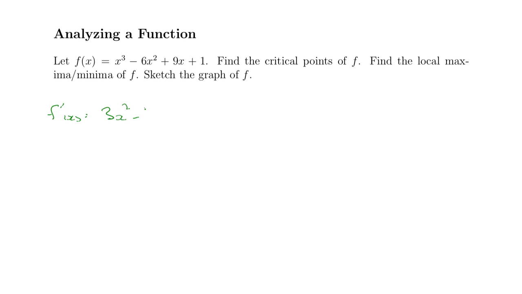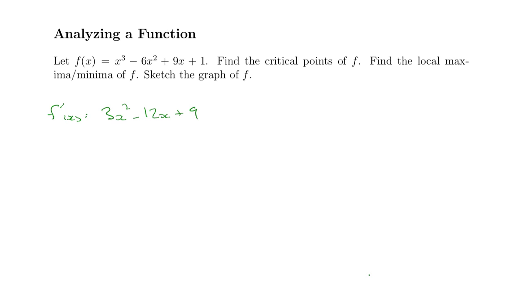3x squared minus 12x plus 9. And then if we want to find critical points, we have to find partition numbers. We have to find the values that are going to either make this derivative equal 0 or make it not exist. So, two options. Are there any x values that make this derivative, this 3x squared minus 12x plus 9, not exist? There's an easy answer to that.